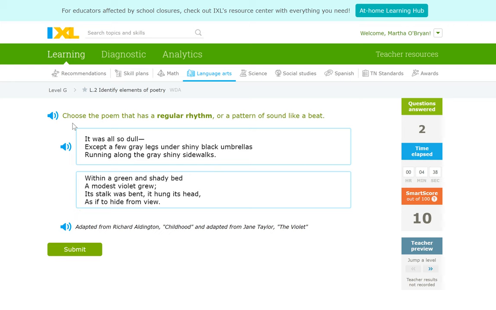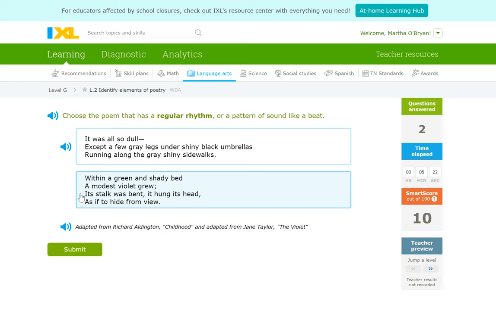Choose a poem that has regular rhythm or pattern of a sound like a beat. So this one says, "It was also dull except for a few gray legs under shiny black umbrellas running along the gray shiny sidewalks." That one, there's lines that are different lengths. It doesn't seem to have a regular rhythm. Let's read this one. "Within a green and shady bed, a modest violet grew. Its stalk was bent, it hung its head as if to hide from view." Hear how there's kind of a rhythm? You could almost clap along with it. So that's gonna be a regular rhythm.